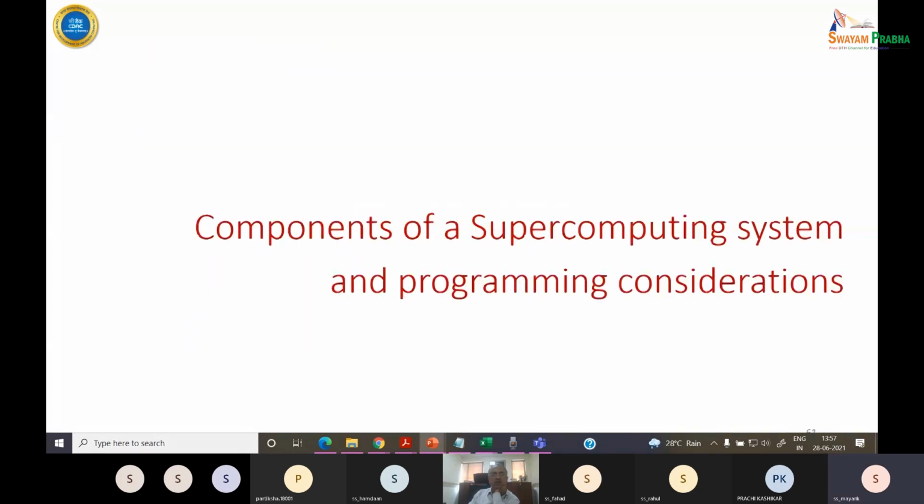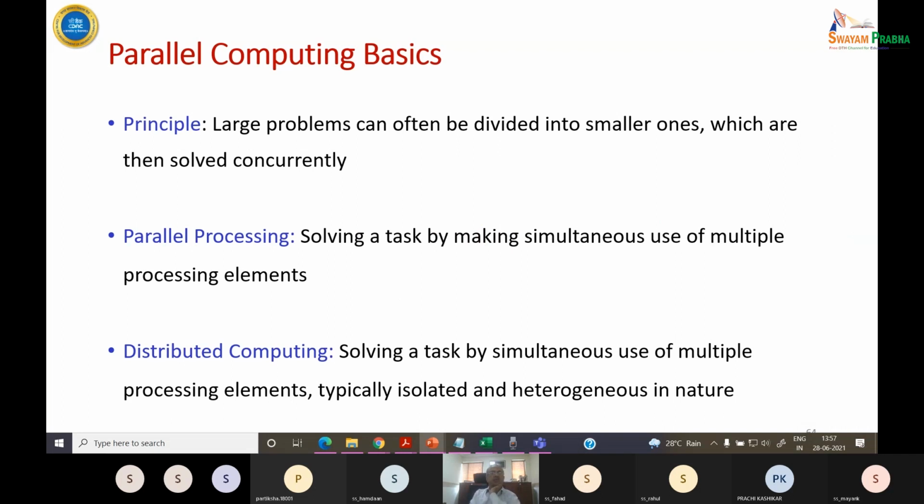All right, so we will continue with the components of a supercomputing system and what the programming considerations are for the same. So we'll begin with the parallel computing basics that I mentioned in the morning also, that there are a large number of problems, not all, but a large number, which can be divided into smaller ones. It's possible to divide them into smaller problems which can then be solved concurrently. So this is the basic idea, that the problem you have should be divisible into smaller ones, and not all problems fit this criterion.